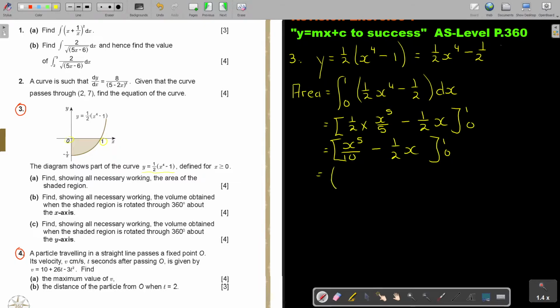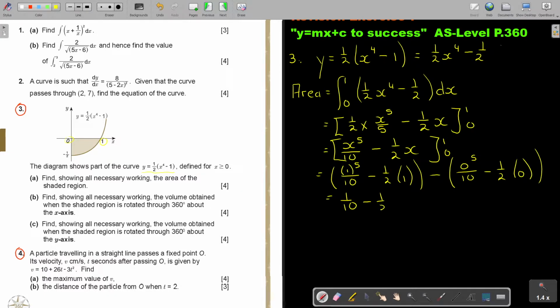Okay, but let's start. So I'm first going to put 1 to the power 5 divided by 10 minus a half times 1, minus, bracket, 0 to the power 5 over 10 minus a half times 0, close the bracket. And then it's 1 over 10 minus a half, and that second part will just be 0. Let's see, where is my problem? There's a problem with this one.